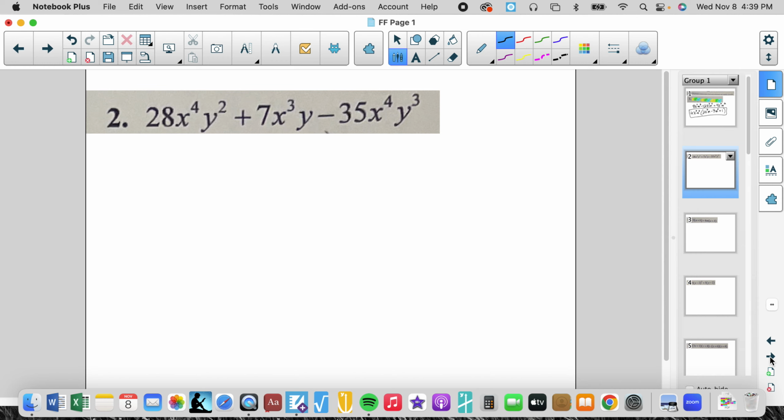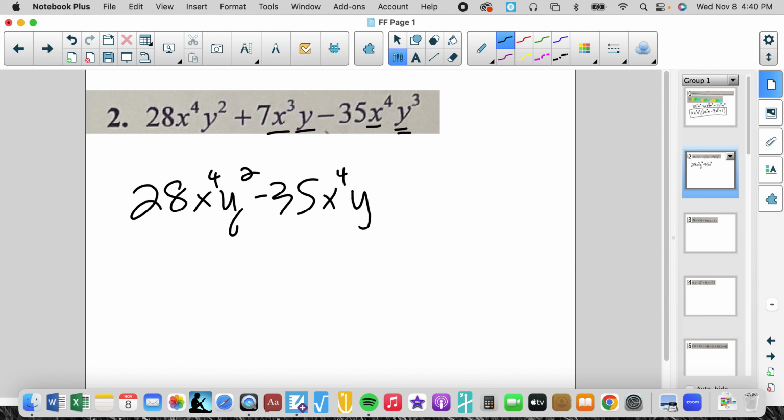Number 2, we're going to look, is it x to the 4th, x to the 3rd, x to the 4th. So these are not in standard form, and y to the 3rd is going to come before that. So I'm going to rewrite this as 28 x to the 4th y squared minus 35 x to the 4th y to the 3rd plus 7x to the 3rd y.